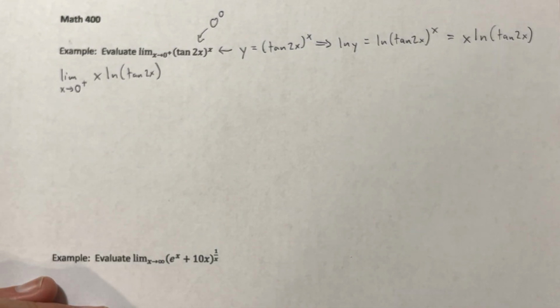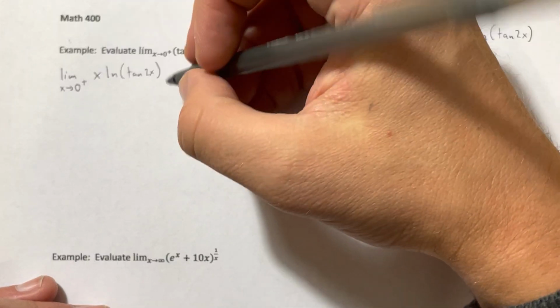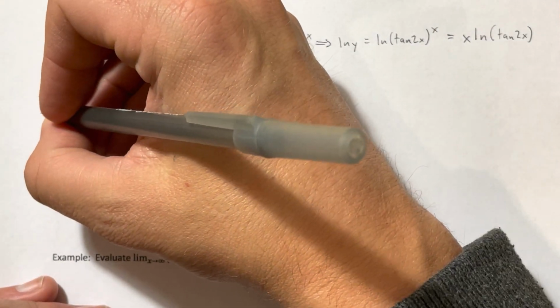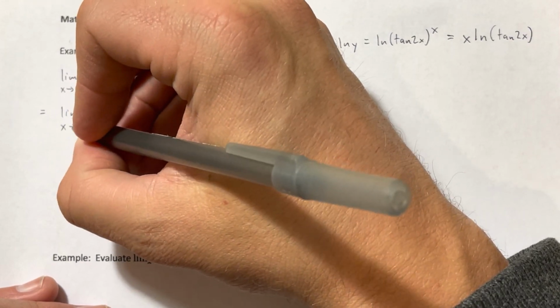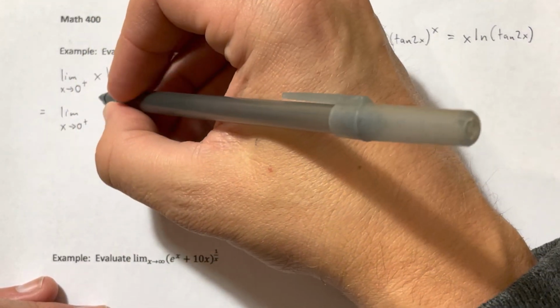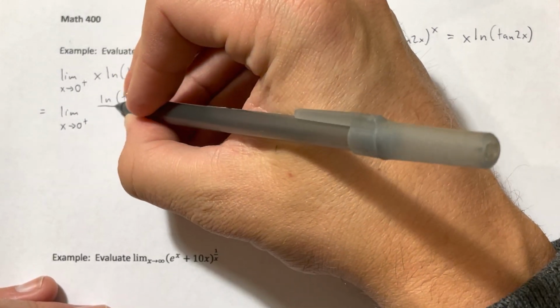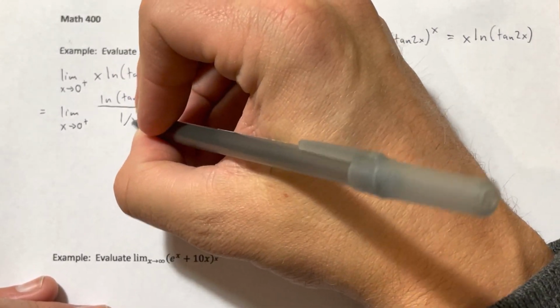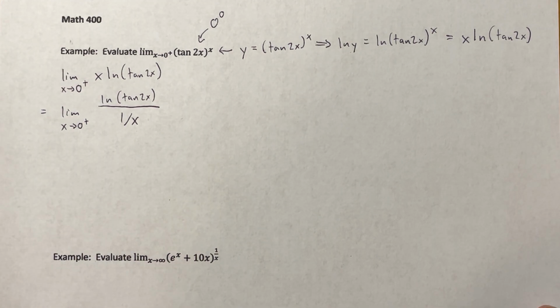Now, again, direct substitution still doesn't work here because I end up with an indeterminate form, but I'm going to rewrite this so I can put it in the form of an indeterminate form that's more useful. If I were to do this, the limit as x approaches 0 from the right of the natural log of tangent of 2x over 1 over x. This is equal to this. I'm just dividing by the reciprocal of x, which is the same thing as multiplying by x.